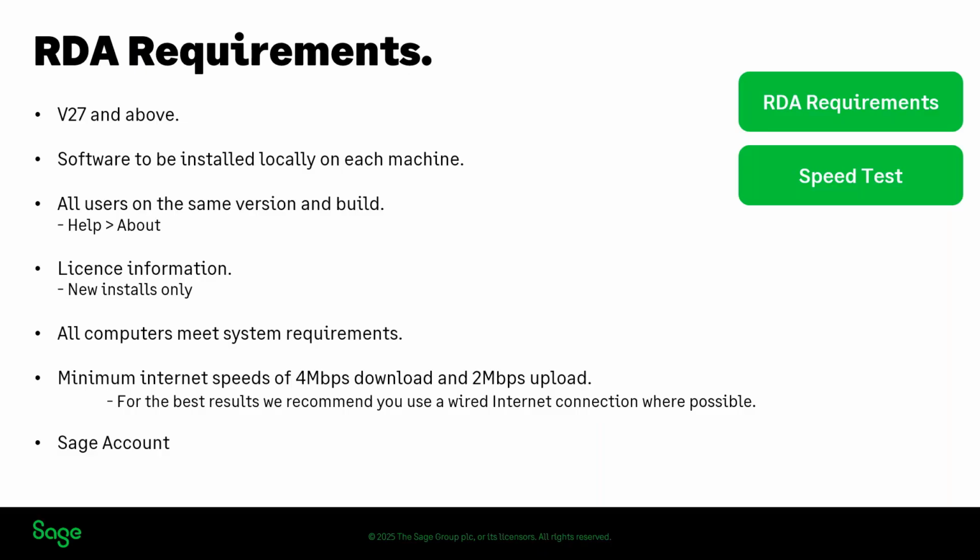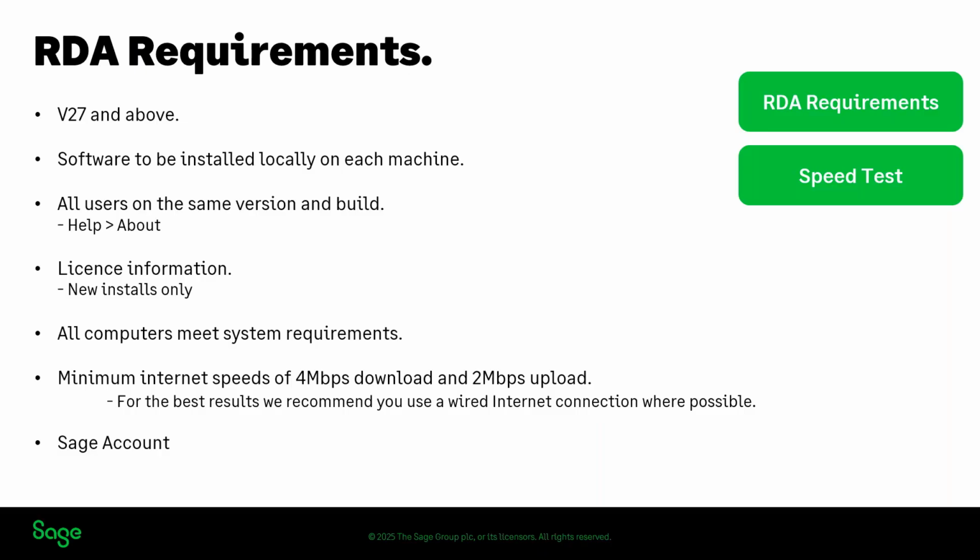All computers must meet the system requirements, and you must have a minimum internet speed of 4 Mbps download and 2 Mbps upload. For the best results, we do recommend that you have a wired connection where possible. And lastly, you must have a Sage account, and that's for all users.